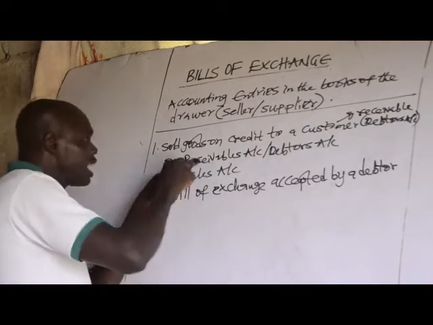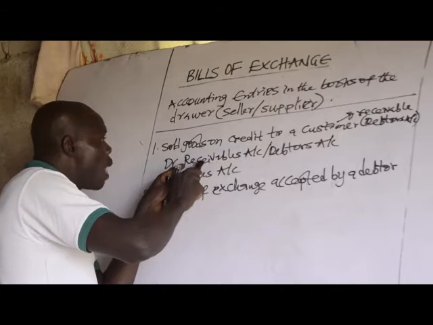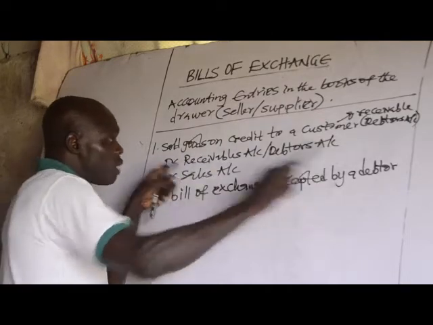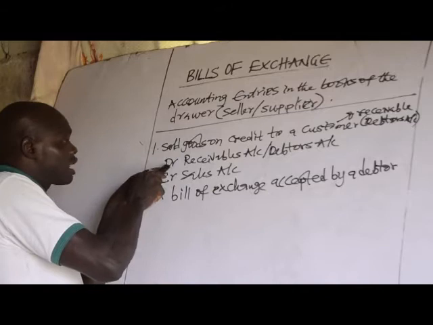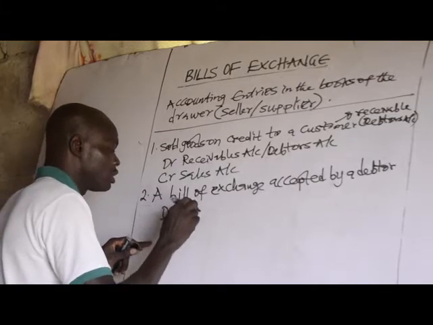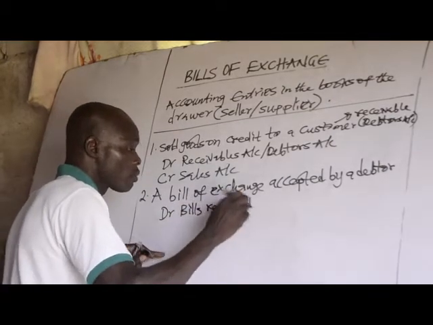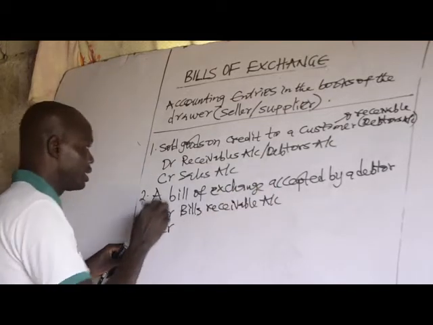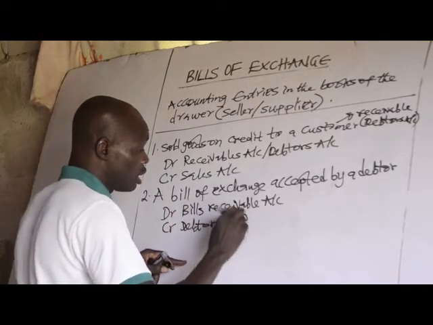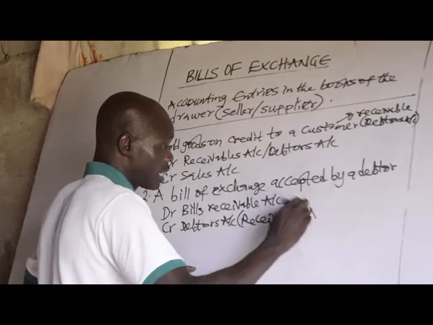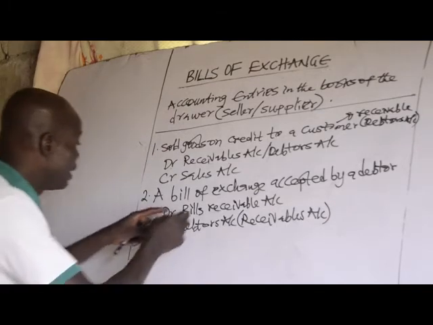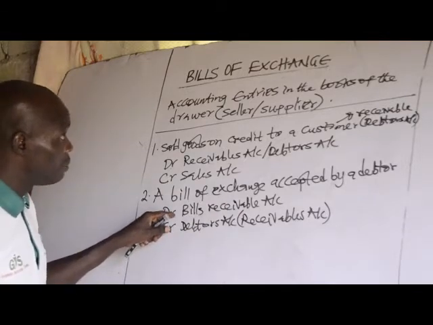In this case, the debtor's account was debited when goods were sold to him on credit. Now he has accepted the bills, so you are going to transfer the debt from the debtors. You credit the debtors' account, the account that had been debited, and you now debit the bills receivable account. I've told you that the debtors' account can also be called the receivables account. Now, the bills receivable is an asset. Remember, an asset must have a debit balance.